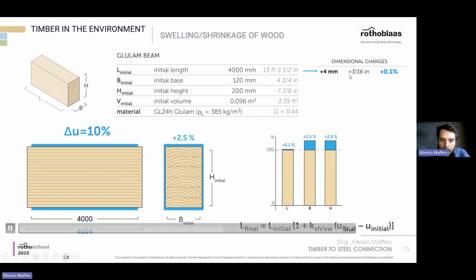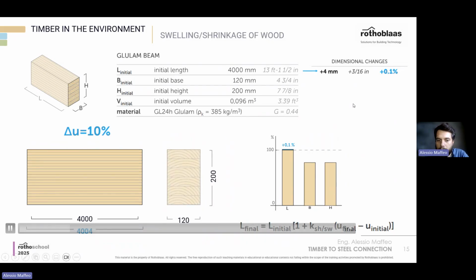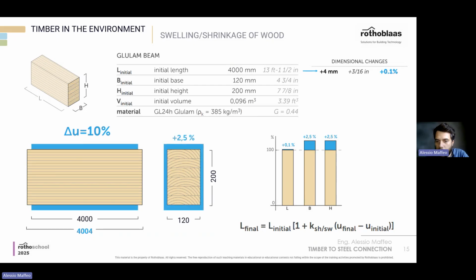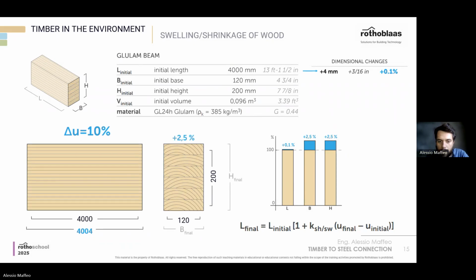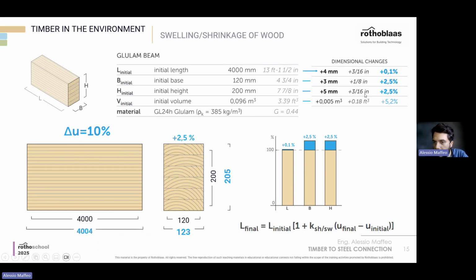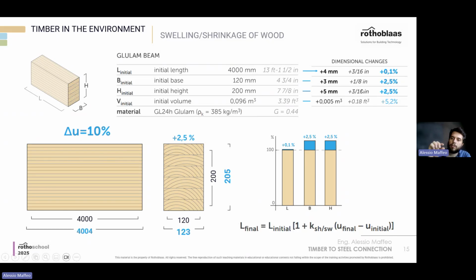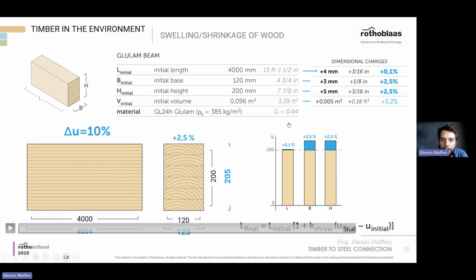You can tell immediately that the longitudinal swelling is not as big as the tangential swelling, which is actually the highest one. So we go from a base of 4 3/4, we increase by 1/8 of an inch. From our height, we increase by 3/16 of an inch, which is something that we cannot neglect. It's something that we start to see. So it's a swelling of timber that we can start to see if we apply this theory.